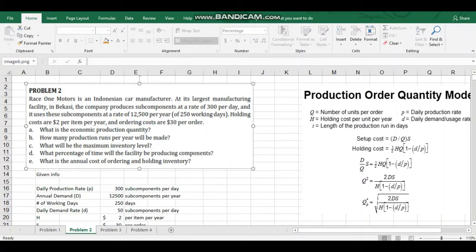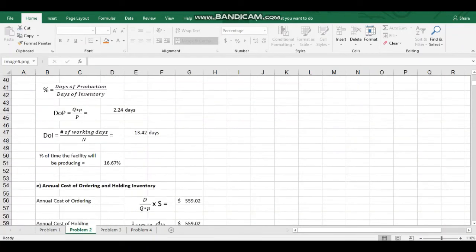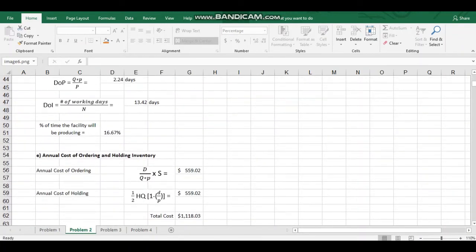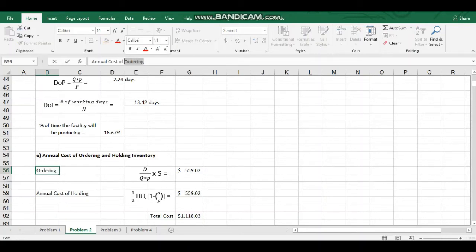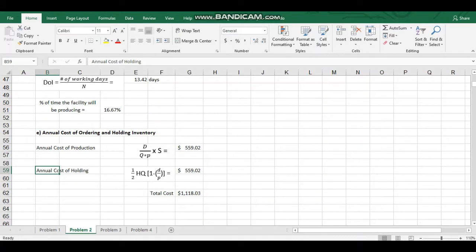Next, question E is, what's the annual cost of ordering and holding inventory? Since it's production, it's supposed to be cost of production, I guess, and annual cost of holding. So we have to find the annual cost of production, and we get it by using this formula.